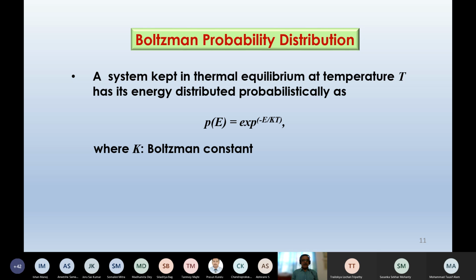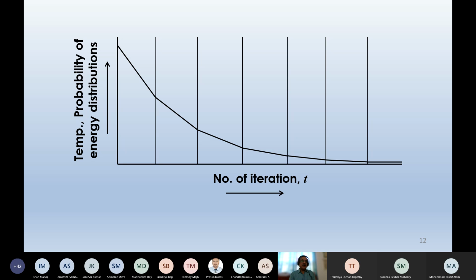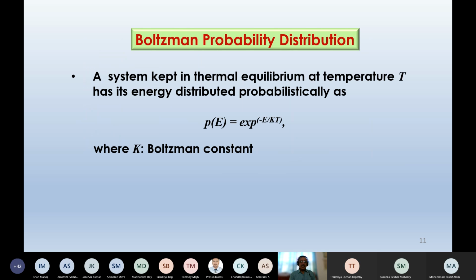You can just do a Google search. You'll get approximately, as I can remember, 6 point something into 10 raised to the power of such a huge negative number, which is the Boltzmann constant. So you can find out the exact value from a Google search. Now here we use K equal to 1. Now why is it so? Why do you consider this particular distribution? Let us try to understand.